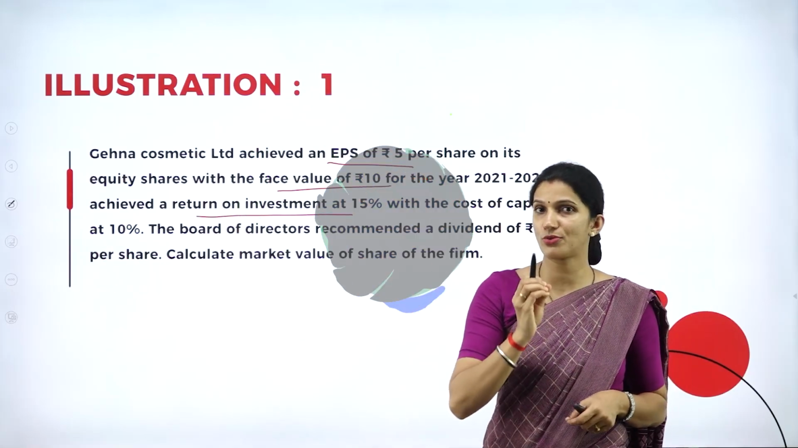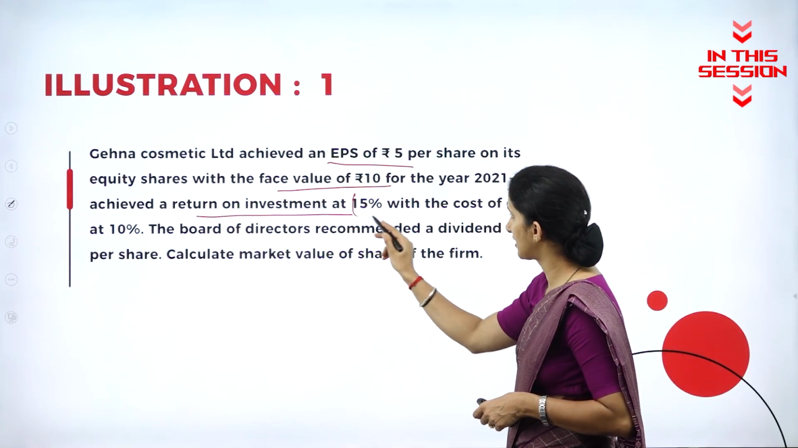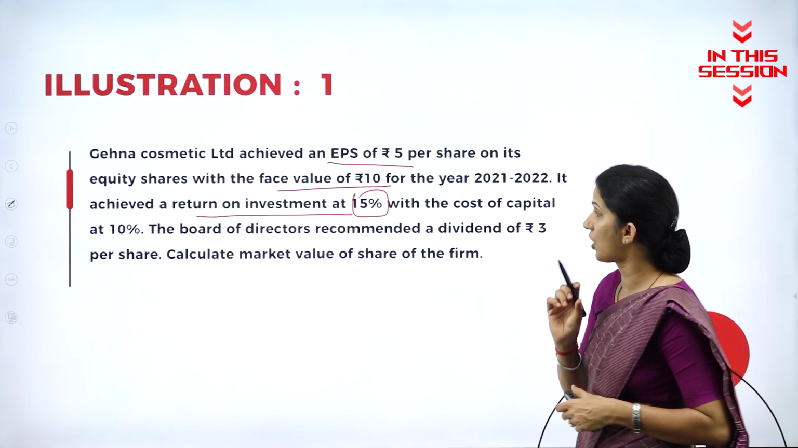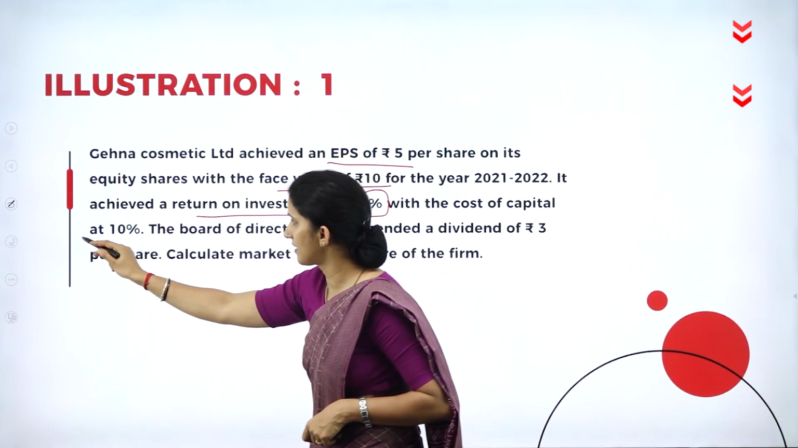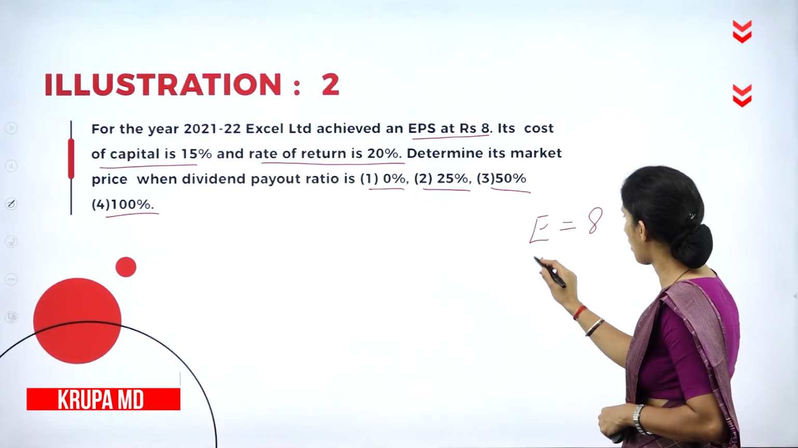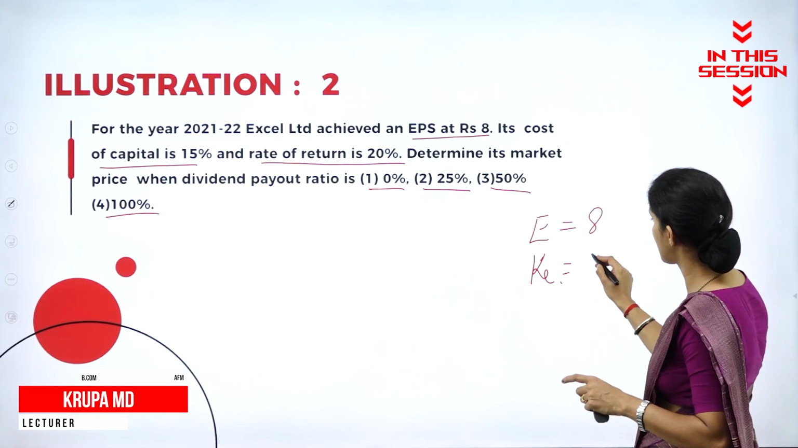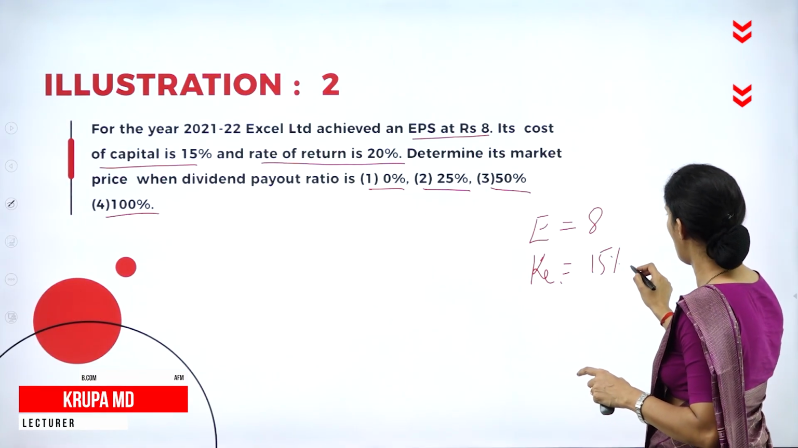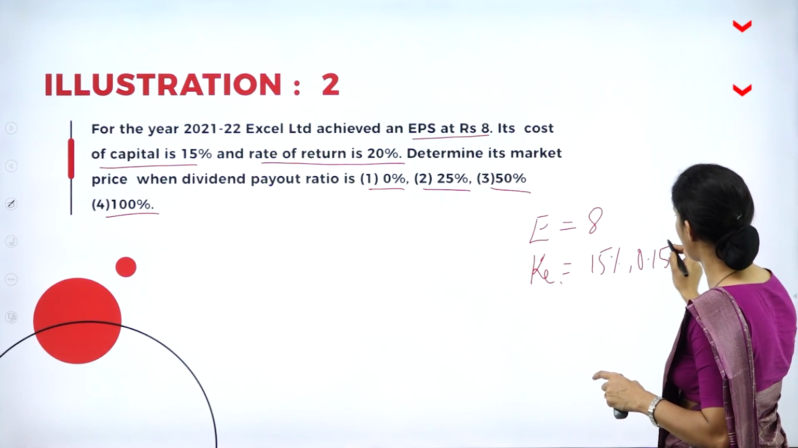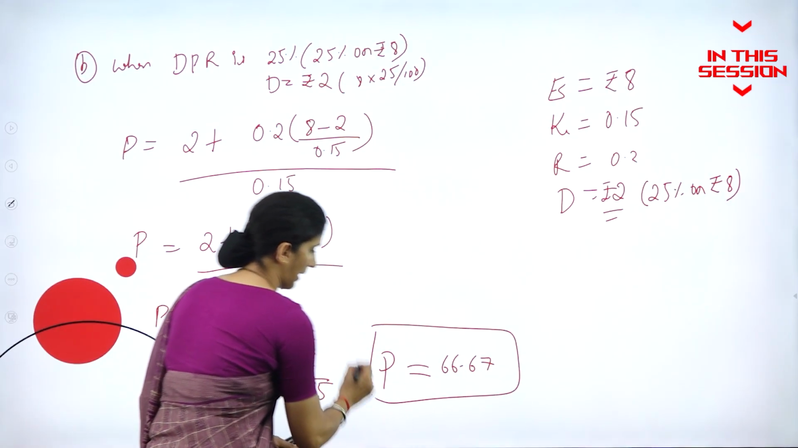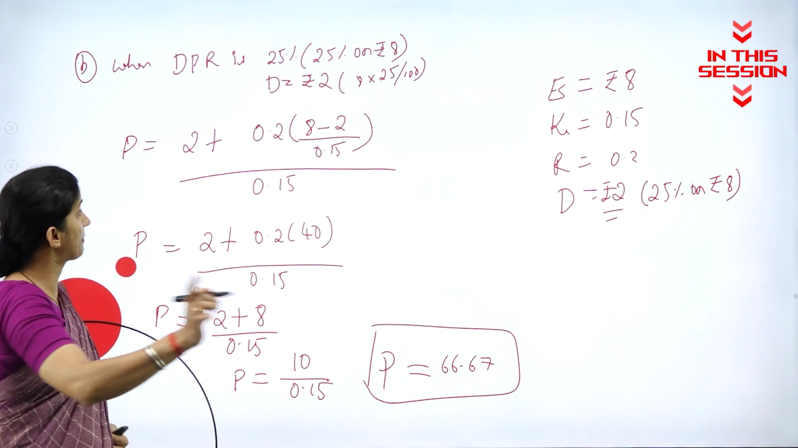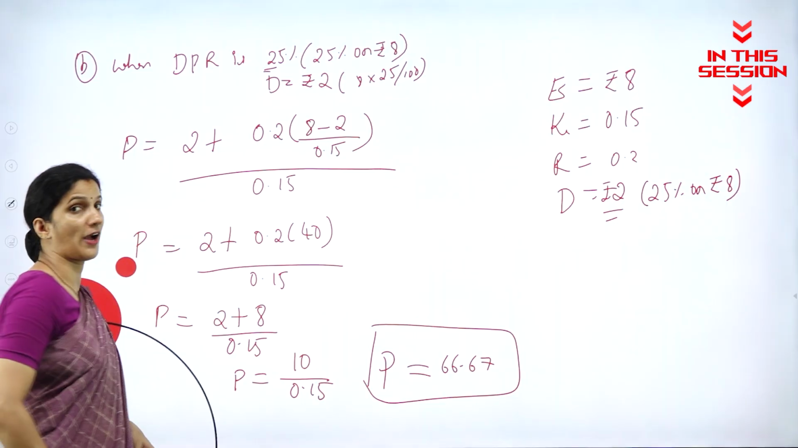So that is the rate of return, it is 15% with the cost of capital at 10%. KE, cost of capital, that will be same, that is 15% or 0.15. So this is the market price of the share when the dividend payout ratio is 25%.